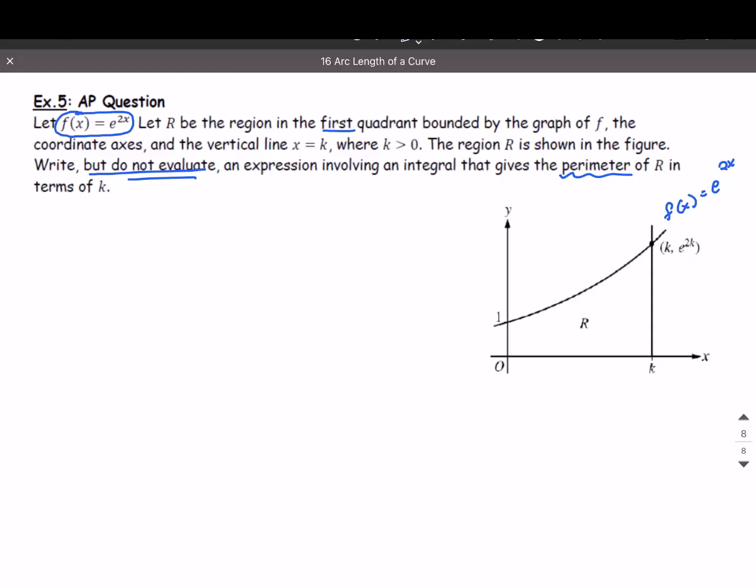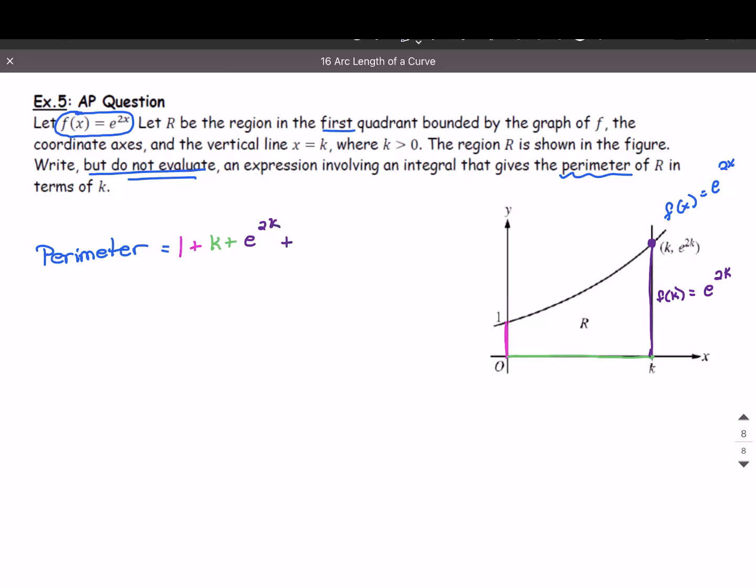Now remember, perimeter is the distance around the outside of a region. So for the perimeter, first we would walk this distance from the origin up here, which is 1. Then we walk this distance from 0 to k, that has a length of k. Then we walk this distance from k up to f of x, that's f of k, which is e to the 2k.